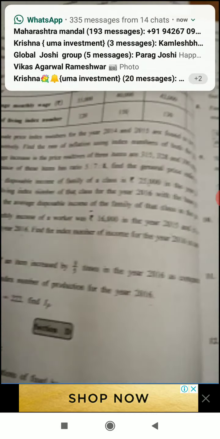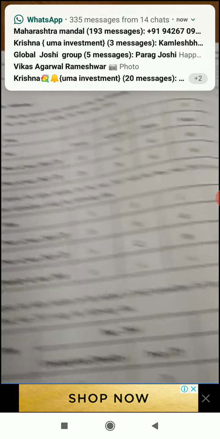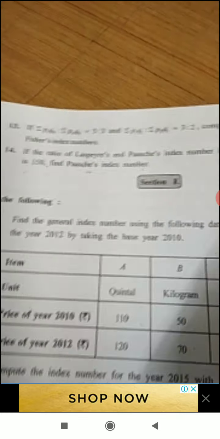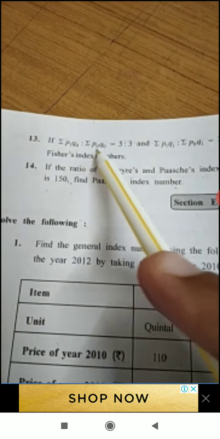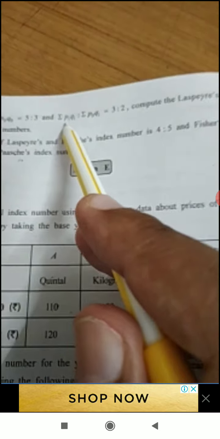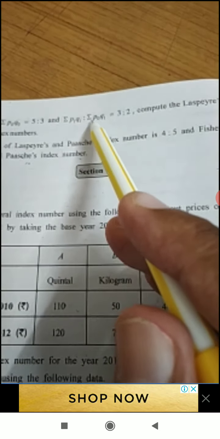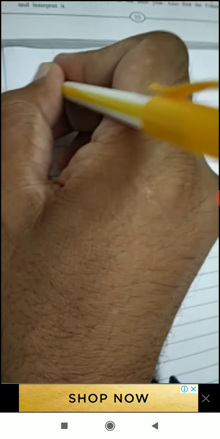We go for the next question, that is question number 13. What is given in question number 13? Sigma P1 Q0 upon sigma P0 Q0 equals 5 upon 3. And sigma P1 Q1 upon sigma P0 Q1 equals 3 upon 2. Compute the IL, IP and IF. So this much is given. We have to find here IL, IP and IF.